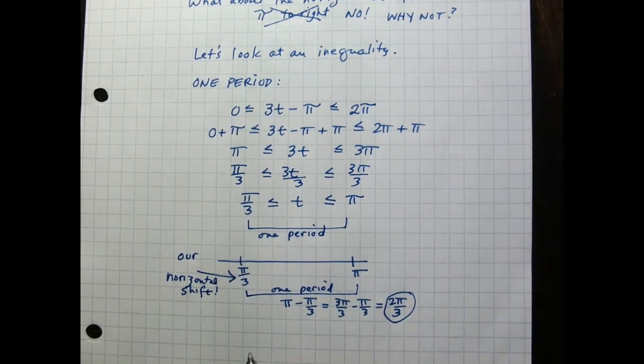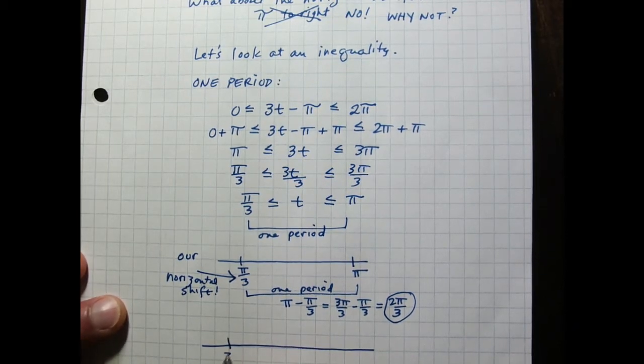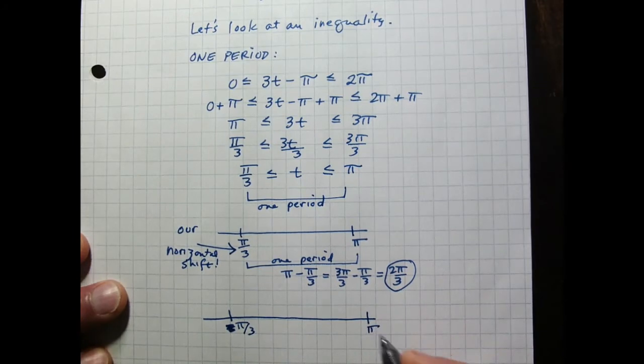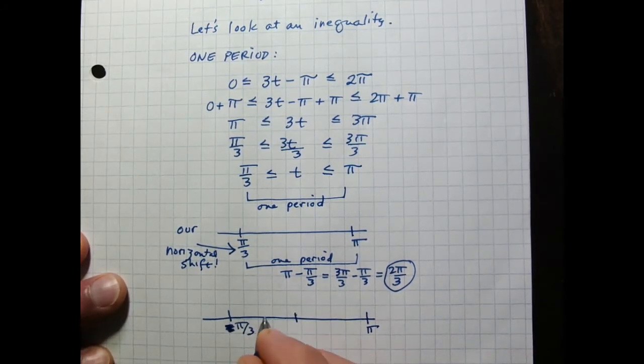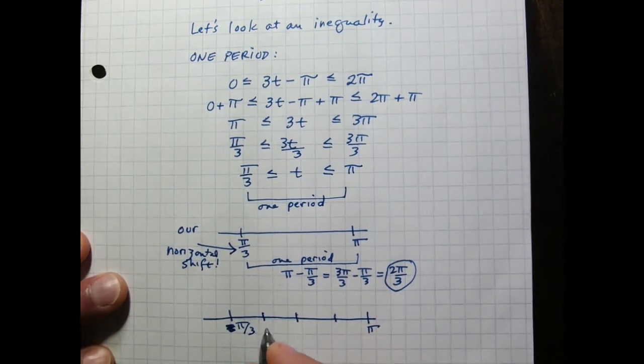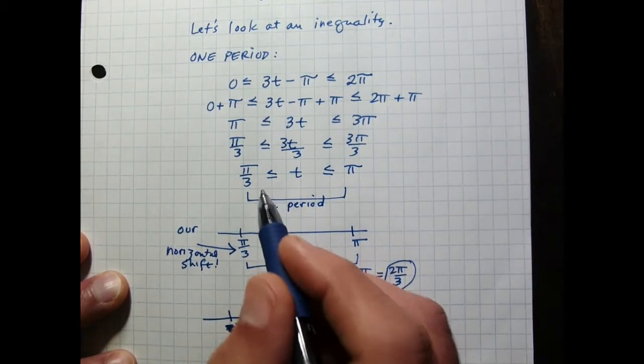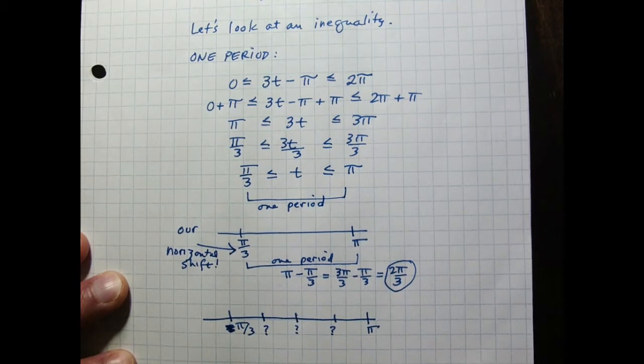What we're going to do is take that interval from pi over 3 to pi, and separate that interval into 4 pieces. We're going to cut it in half and cut it in half again, and find each one of these values in between, because that's going to help us figure out where to put our high point, our low point, and our zeros.